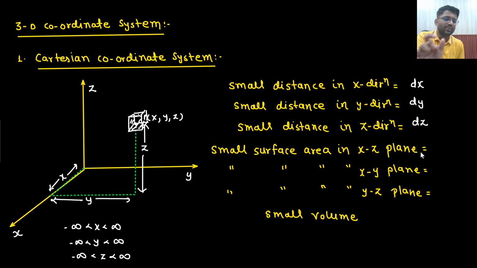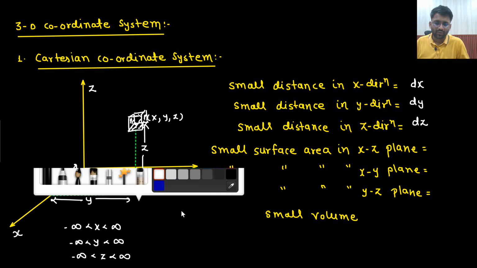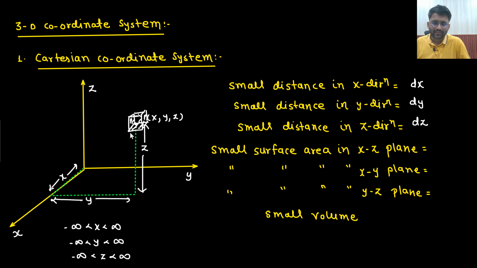And what will be a small surface area in xz plane? Here, what will be the small surface area? So what is this distance? This distance is dx. And what is this distance? This distance is dz. And the other one that I have made dz, not dx. The vertical one is dz. This one is dx, and this one is dy.